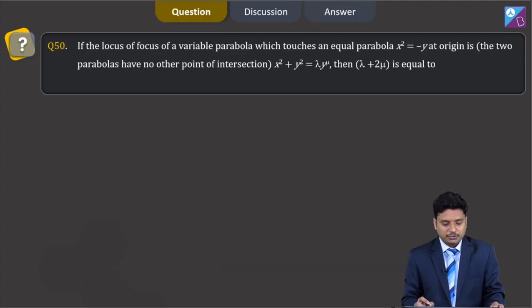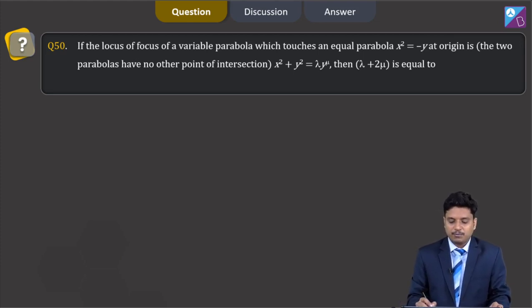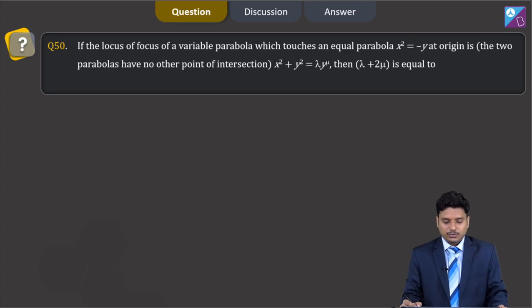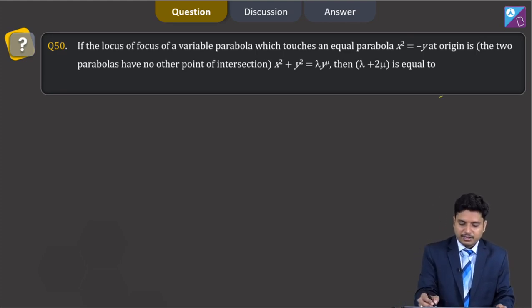Next question is actually from again conic section. The locus of focus of a variable parabola which touches an equal parabola. Equal parabola means what? Length of latus rectum for both the parabolas will be same. So x square equals minus y is actually touched at origin. So the tangent will be common. X square equal to minus y.